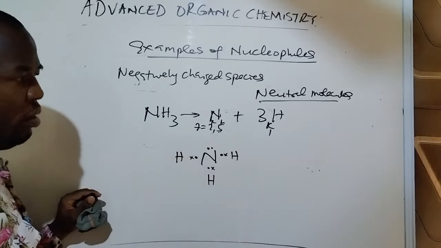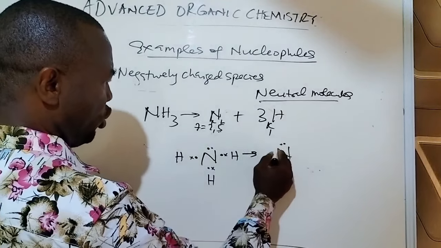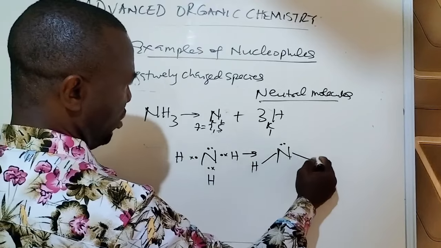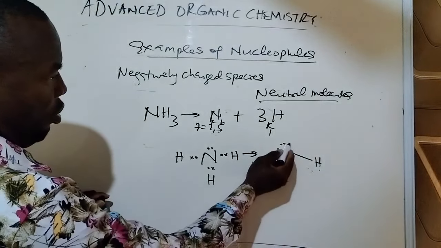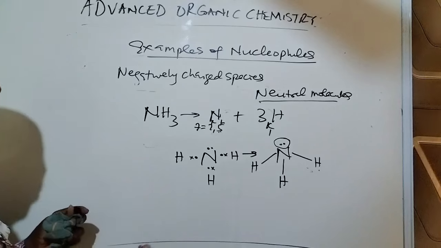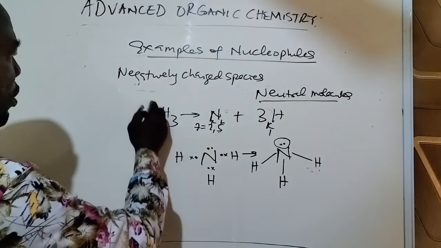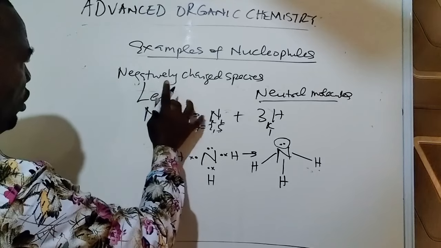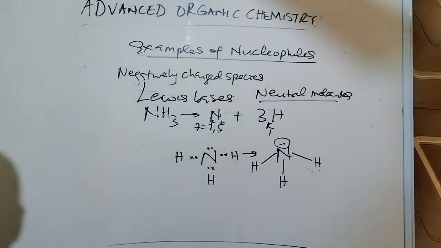That's the bonding now. So ammonia has a trigonal pyramidal shape. But our interest is not even on the shape. Our interest is that on nitrogen there's a lone pair which it can donate during chemical bonding, which means it's a nucleophile. So we can say nucleophiles are generally Lewis bases, because Lewis bases are substances that donate a lone pair of electrons during chemical bonding. That's why we call them Lewis bases.